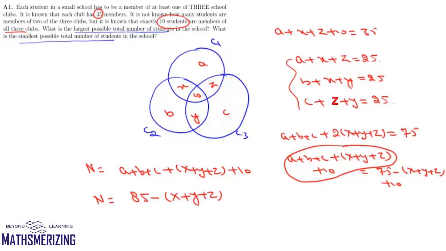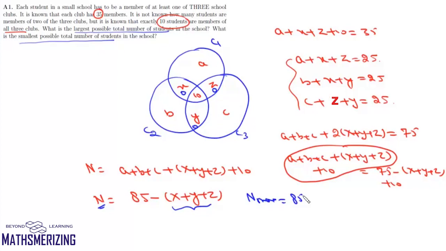Now we need to find the maximum value of N. This value N will be maximum when the sum X plus Y plus Z is minimum. What is the minimum possible value for X, Y and Z? The minimum possible value for each of X, Y and Z is 0. So we take X, Y, Z as 0, and we get N max, the maximum number of students, which is simply 85.